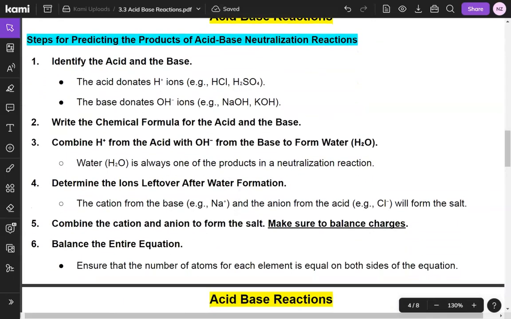Okay, so here are the steps. Number one, we're going to identify the acid and the base. Again, the acid donates the hydrogen ion, the base donates your hydroxide ion. If necessary, we'll write out the chemical formula for the acid and the base.